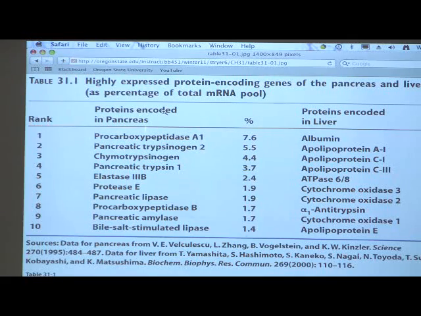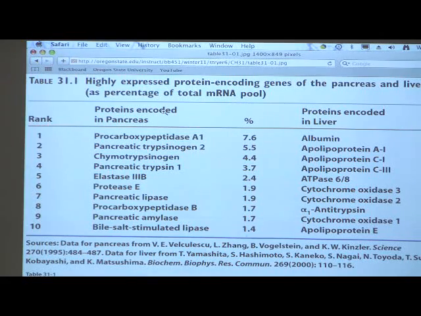The pancreas plays a major role in digestion. And not surprisingly, when we look at the percent of the total protein that's present, 7.6% of the total protein present in pancreas is procarboxypeptidase A1. Well, what's that? That is an enzyme that is breaking down proteins, important for digestion. In fact, every single enzyme that you see here plays a role in breaking down macromolecules into smaller ones, whether they be proteins, DNA, RNA, or fats.